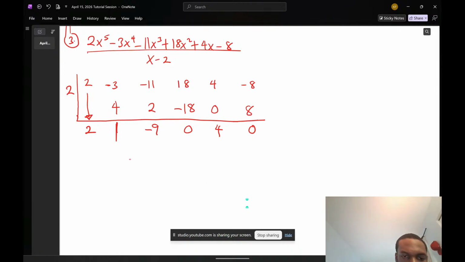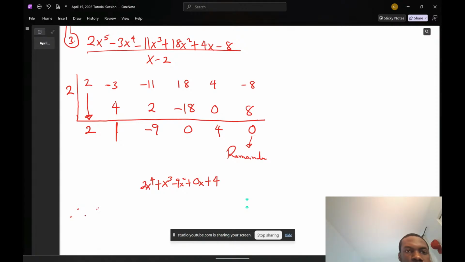if we write it out from the back, this is the remainder. The last number that you get on this table will always be the remainder. So we write it from the back. This is plus 4, 0x plus minus 9x squared. Okay, minus 9x cubed plus 2x raised to power 4. So that's how you write it.